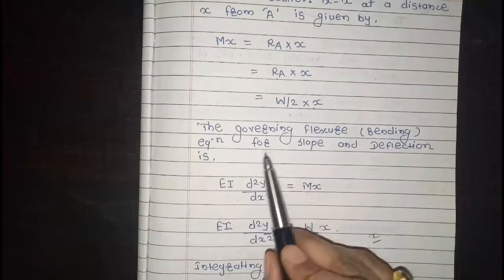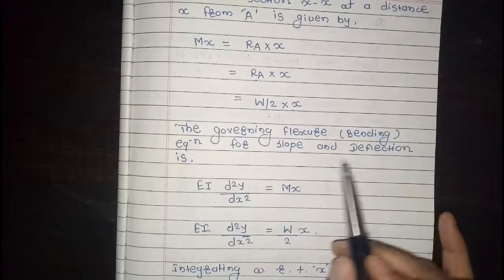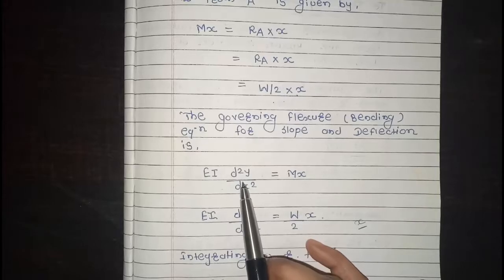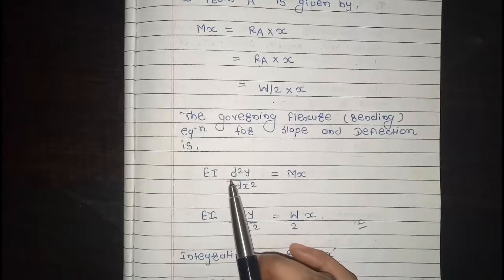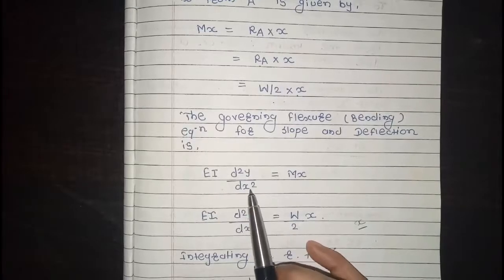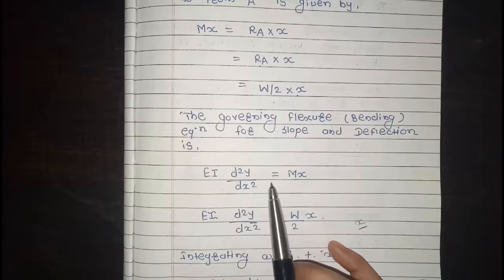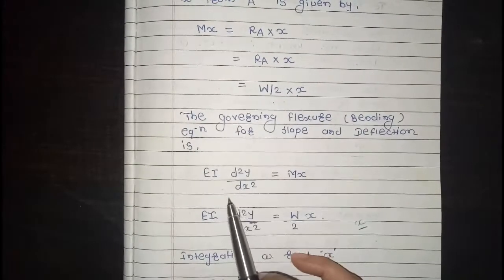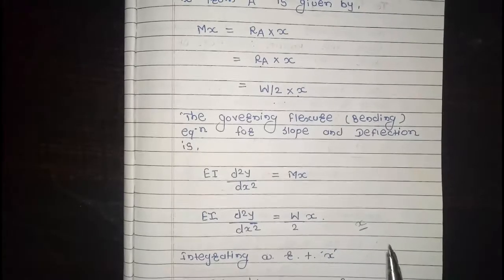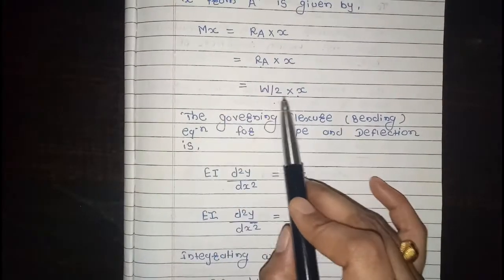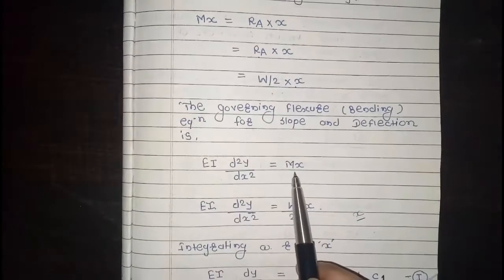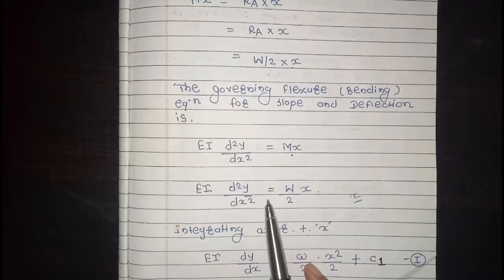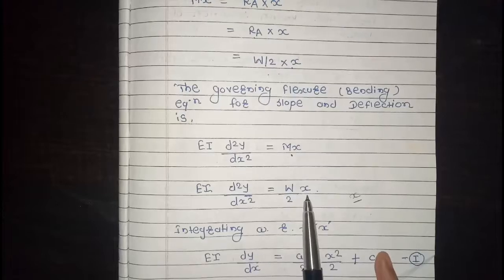The governing flexure bending equation for slope and deflection is, this is the equation of slope and deflection, the relation between slope, deflection and radius of curvature. So EI d2y by dx square is equal to Mx. What is the value of Mx? W by 2 into x. So put the value of Mx in this equation, then we get EI d2y by dx square is equal to W by 2 into x.